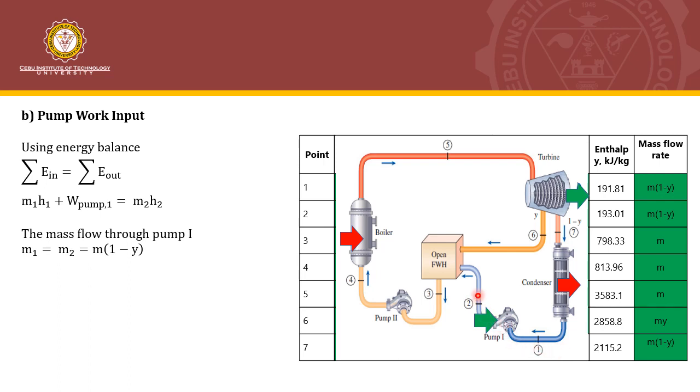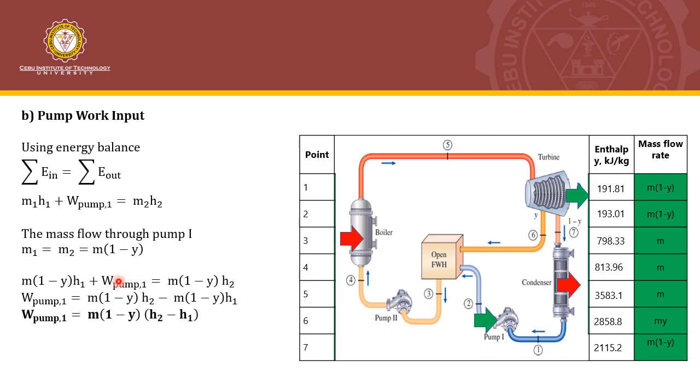It's just one circuit, if it is a circuit. So that's why the current of steam flowing is just the same. So M1 is equal to M2, and that is equal to M multiplied by 1 minus Y. So if we substitute that in this equation that we have earlier, we will have this, and we can rearrange that to solve for work pump 1. And we can also combine the terms because they have the same mass flow rate. So we already have the equation for the pump work input for pump 1.